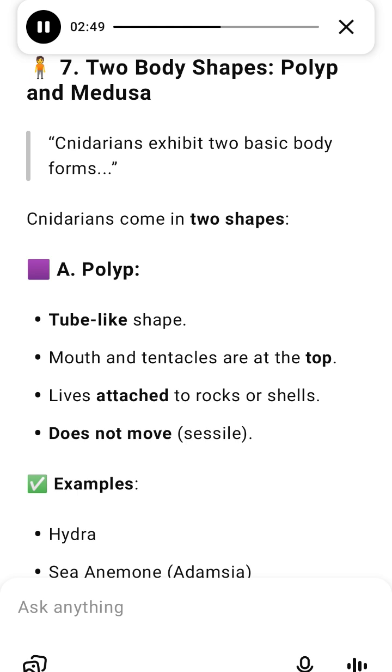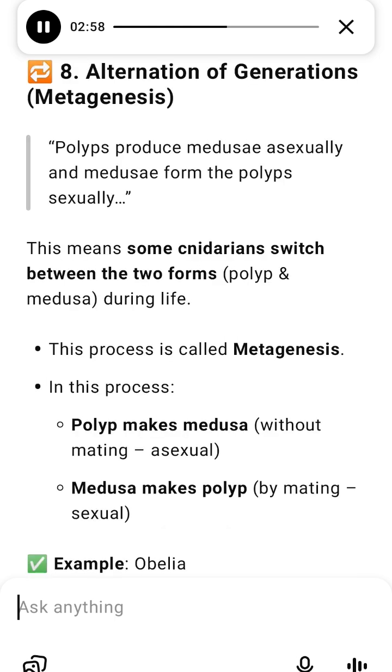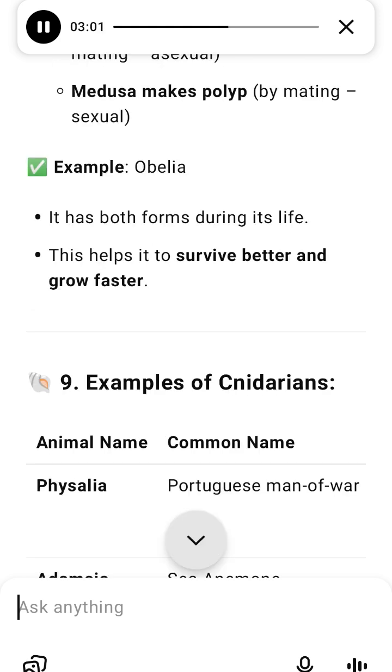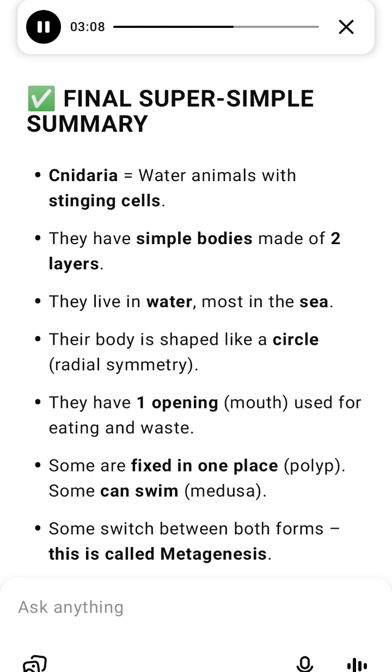9. Alternation of generations, metagenesis. Some sea cnidarians show both polyp and medusa forms in their life cycle. This is called metagenesis, which means alternation of generations. Polyp form reproduces asexually and gives rise to medusa. Medusa form reproduces sexually, makes sperm and egg, gives rise to polyp. Example: Obelia. This helps them grow fast, survive better, and spread easily.